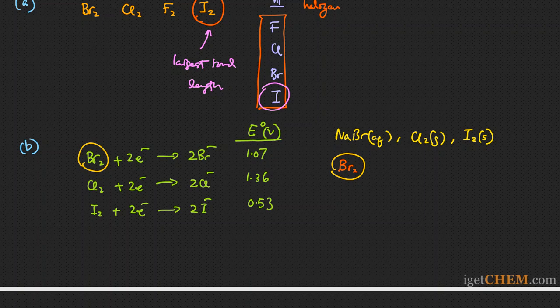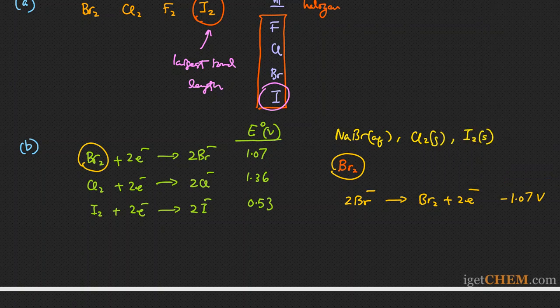So what you want to do is to take the first one and flip it around. So let me just write that. So I'm going to have now 2Br minus on the left side and Br2 and 2 electrons on the right side. Of course, if I reverse the direction of the reaction, I change the sign of the half reaction potential. So this one now becomes minus 1.07 volts.